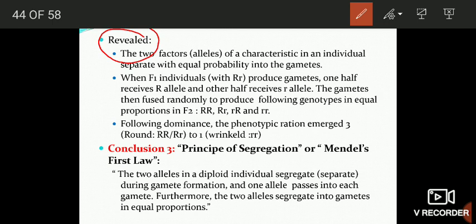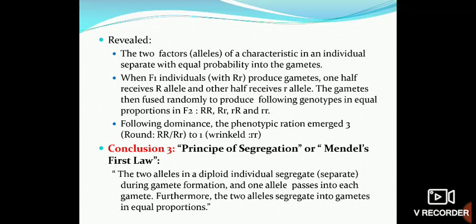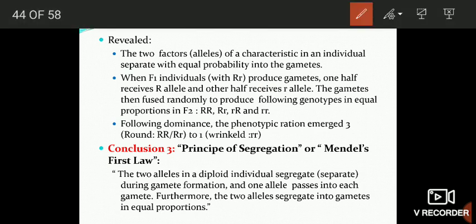Mendel arrived at this law on the basis of some important findings or results that he got from the monohybrid cross. So today we are also going to use the monohybrid cross of Mendel to explain the law of segregation. The important revelation that Mendel used to arrive at this law: the two factors of a characteristic in an individual separate with equal probability into gametes.